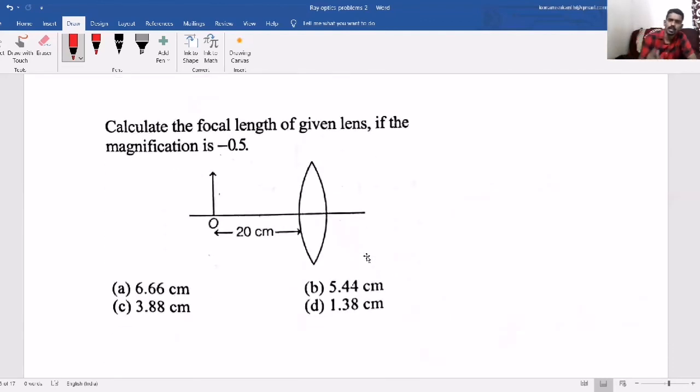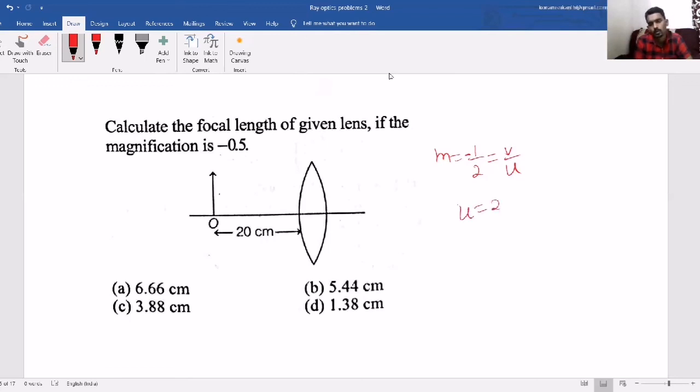Now let's take one more question. Try to solve as many questions as you can on your own. Here they are asking: calculate the focal length of the given lens if the magnification is 0.5. So magnification 0.5 means 1 by 2, and that too minus 1 by 2. Magnification negative means it is an inverted image. That is equal to V by U.